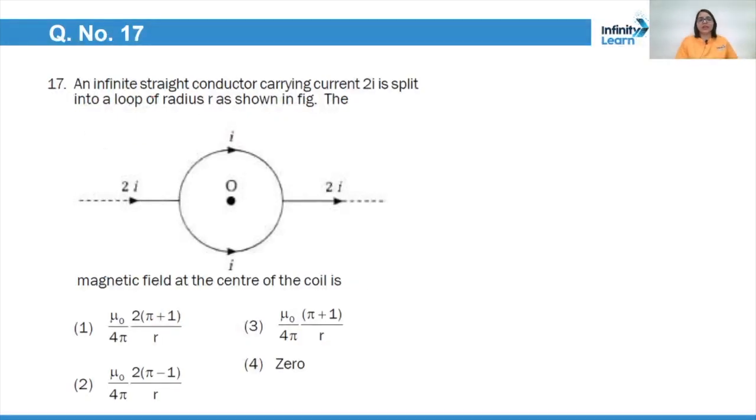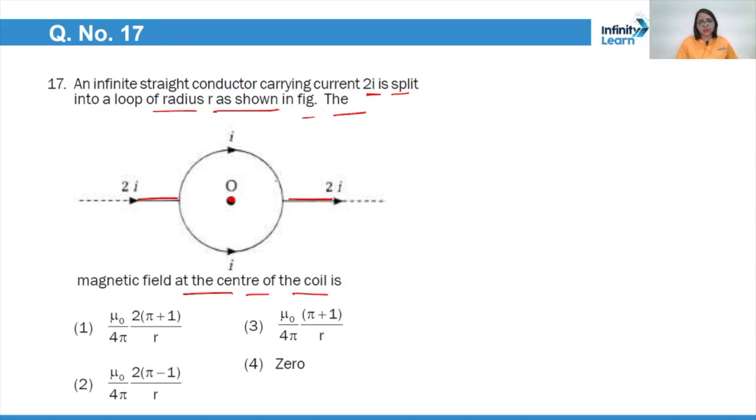Question number 17. An infinite straight conductor carrying current 2I is split into a loop of radius r as shown in the figure. The magnetic field at the center of the coil is. So due to this and this, there will be no magnetic field at the center of the coil because the point is on the axis of the wire.